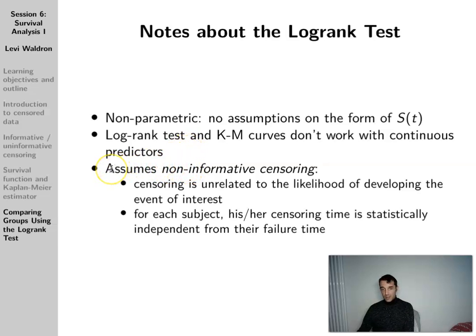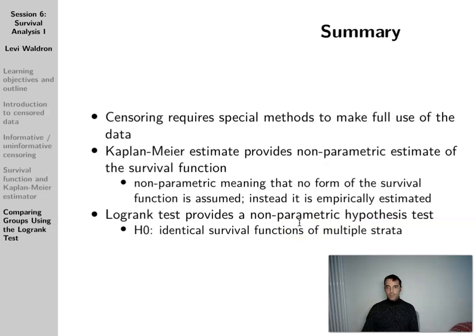These tests do still assume non-informative censoring. Again, that is that censoring is unrelated to the likelihood of developing the event of interest, and that for each subject, their censoring time is statistically independent from their failure time. So to wrap up, censoring does require some special methods in order to make full use of the data, both the time to event and the presence of censoring, without just treating that as missing data.